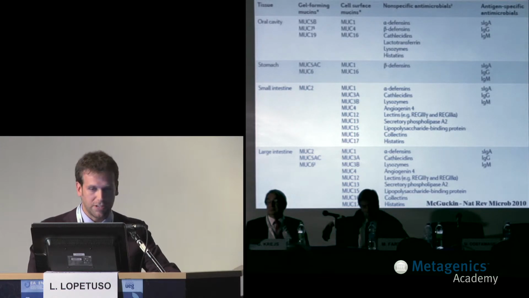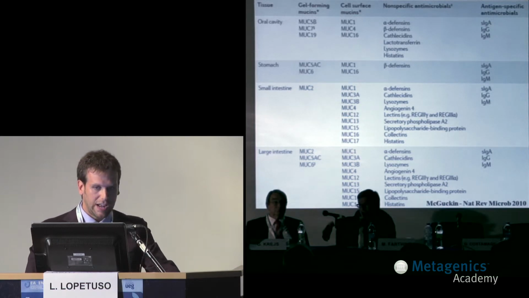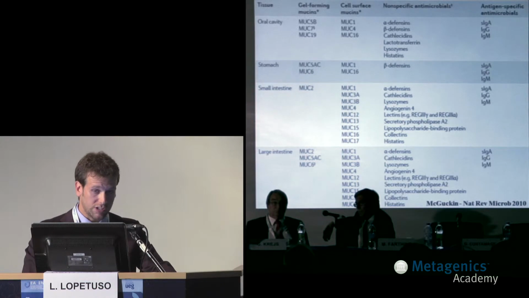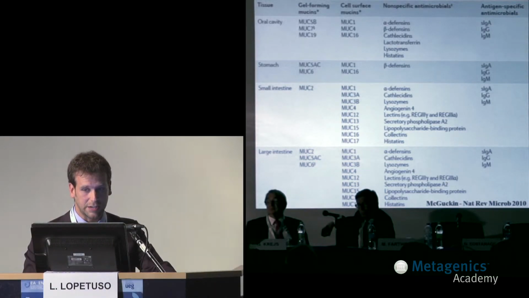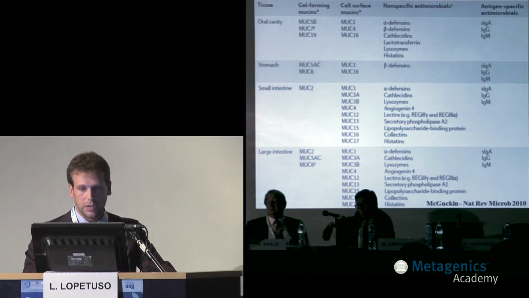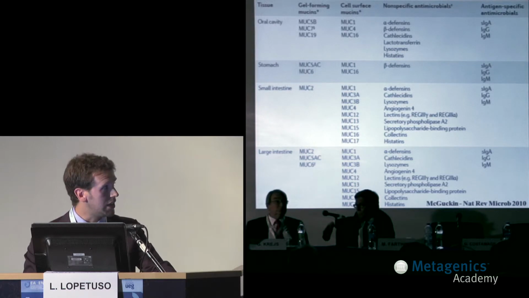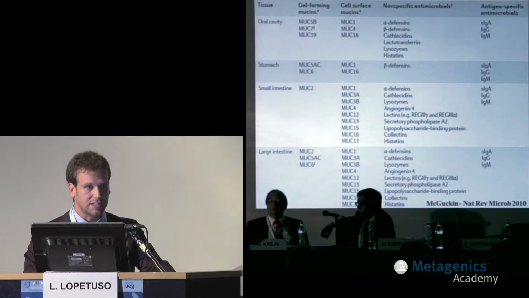This slide was already proposed by Professor Gasbarrini, just to show you that in the oral cavity, we have two types of mucins: gel-forming mucins represented by MUC5B, MUC7, and MUC19, and then cell surface mucins, MUC1, 4, and 16. At the same time, we have some antimicrobial substances that can be non-specific, such as the defensins, but also specific, such as the IgA, the IgG, and the IgM. And this is very important for one of the most important and crucial events that happen in the oral cavity, that is the oral tolerance.